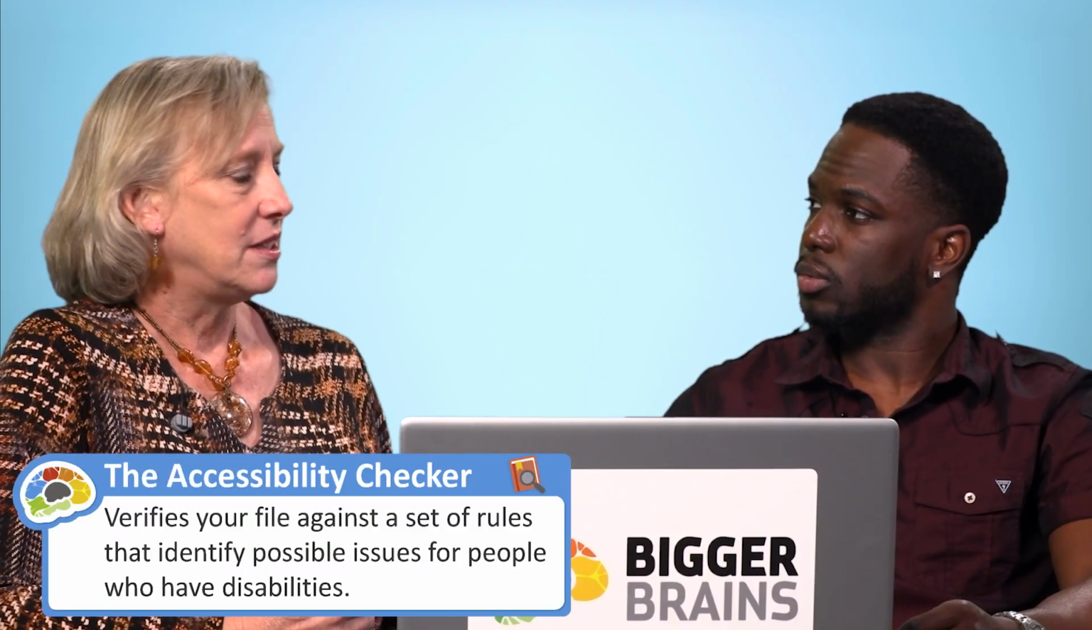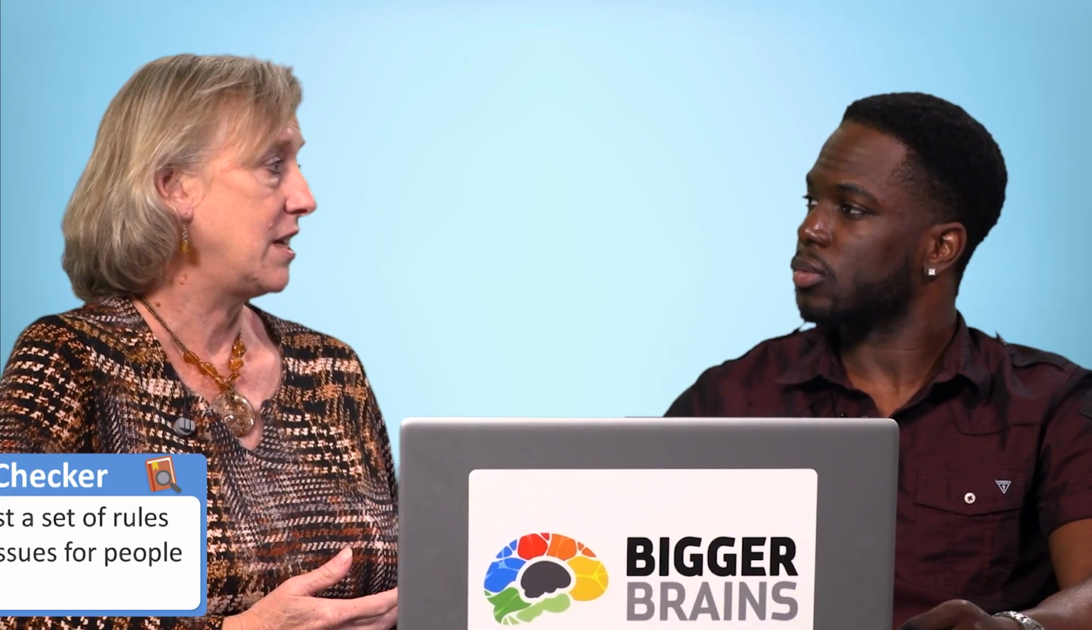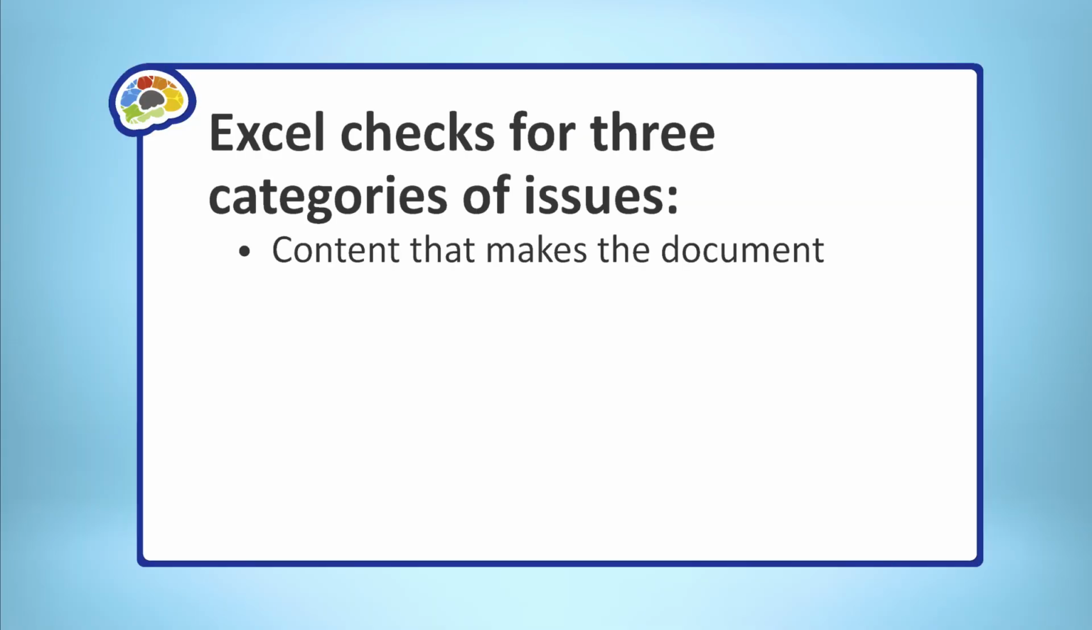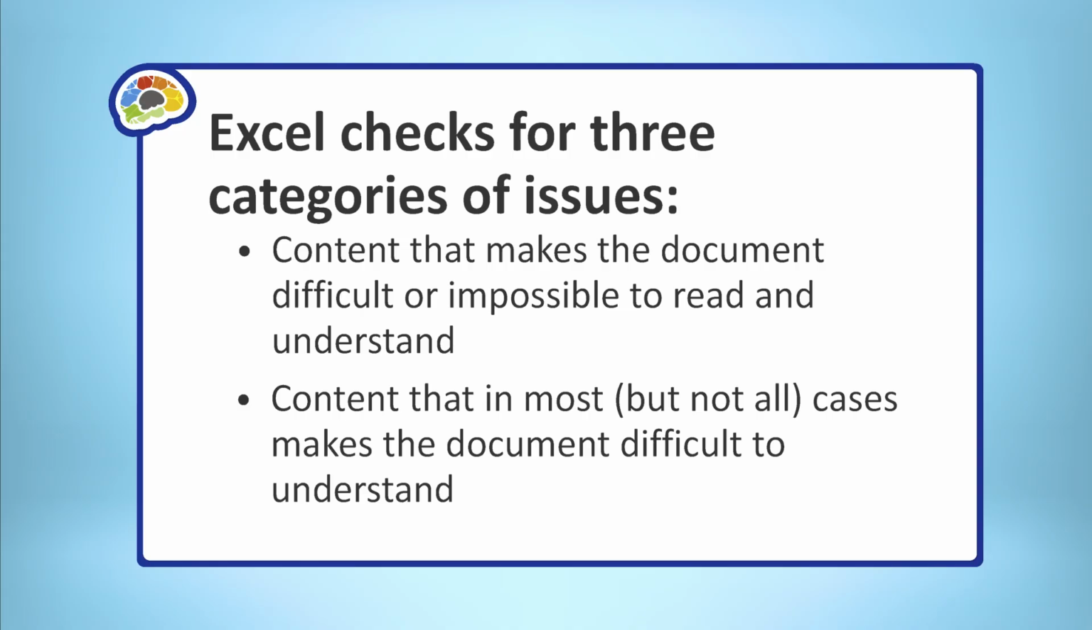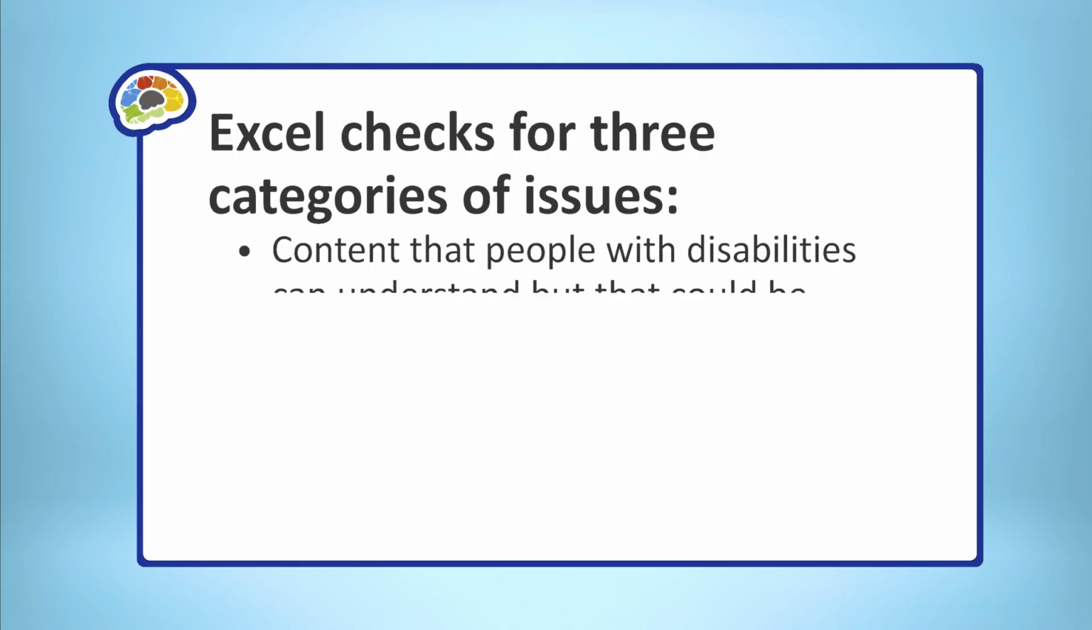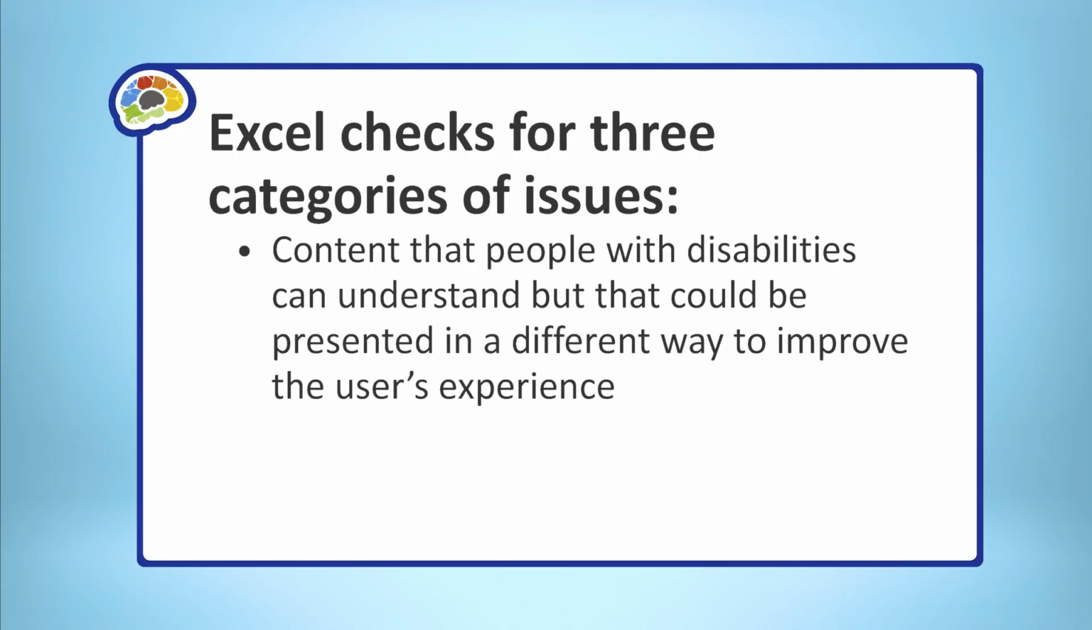Well, there's a whole list of things it's looking for, and they fit into 3 categories. First of all, things that really would be very difficult or impossible for someone to understand or edit. Secondly, things that would be hard. And then lastly, just some tips for things you could do better. So we're going to run the checker and look for all 3.